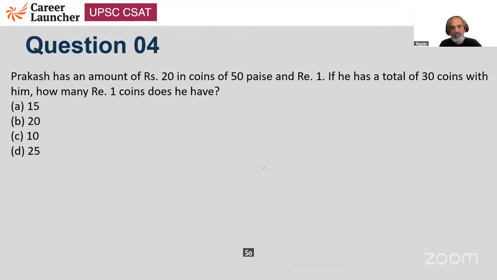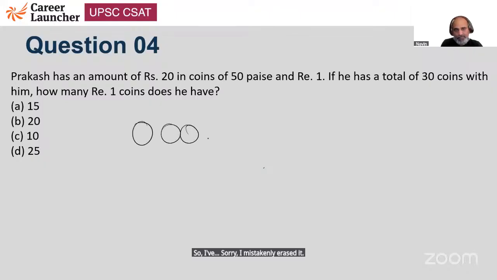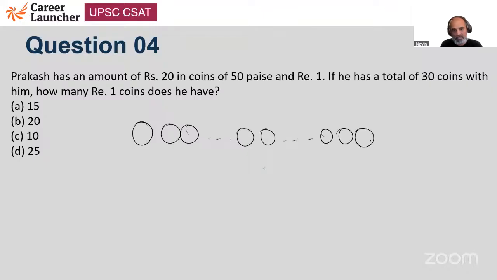Sorry, I mistakenly erased it. I'll write it down again. So we have 50 paise each coin. Okay, and we have 30 coins.